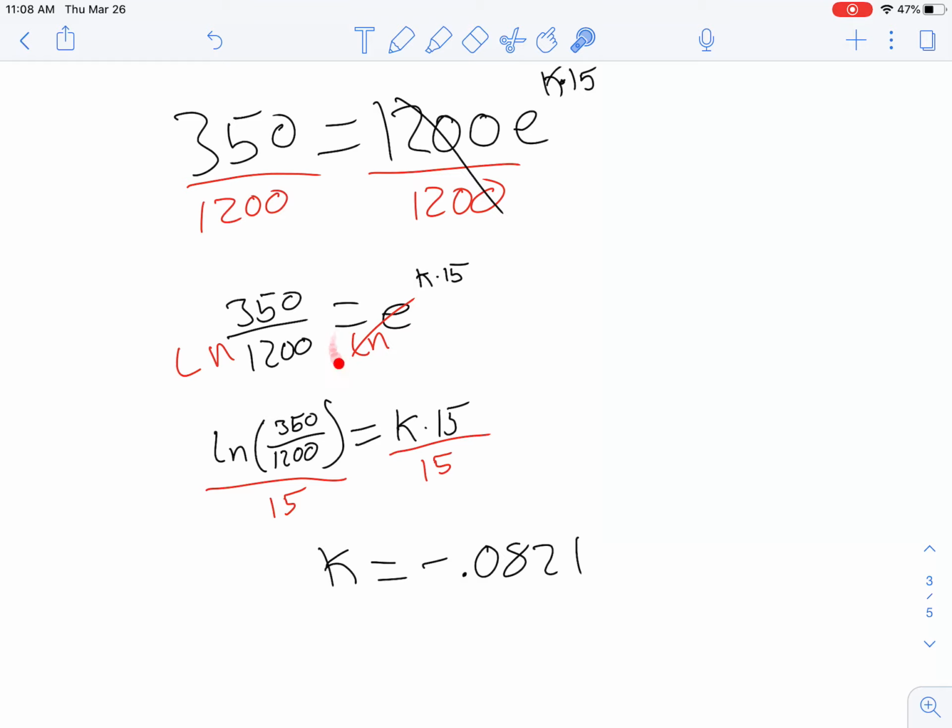So I natural log both sides. So that's natural log of 350 divided by 1200 equals k times 15. Then I'm able to divide 15 to both sides. And when I calculate this, make sure you use parentheses in your calculator, those kind of things. I did it on my phone just fine. So I know we don't like the phone calculators for this kind of level of stuff, but if you are careful with it, you can get to the right answer. It gave me negative 0.0821. So that's my rate of change.